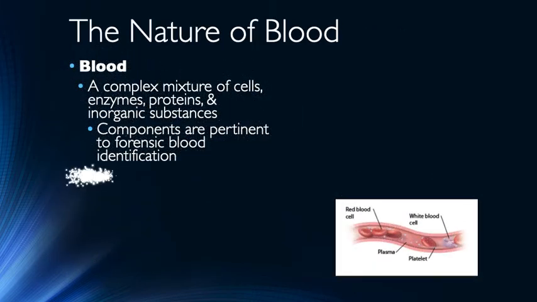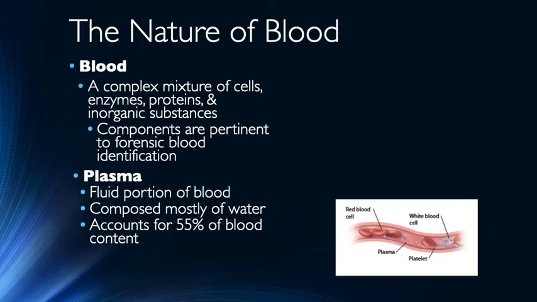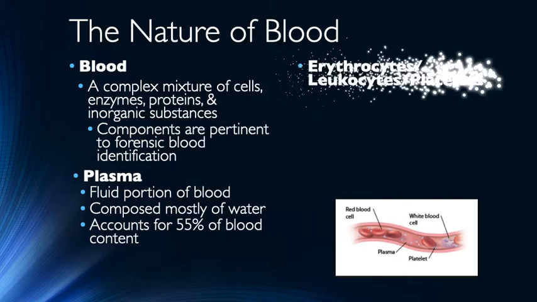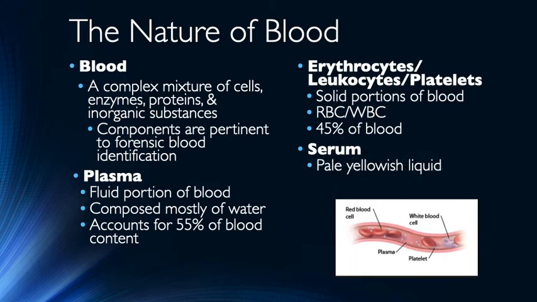So let's talk about the nature of blood. First off, blood is a complex mixture of cells, enzymes, proteins, and inorganic substances. It's the components of the blood that are pertinent to the identification. In other words, these are what the forensic scientists are looking for in order to help identify whose it is.